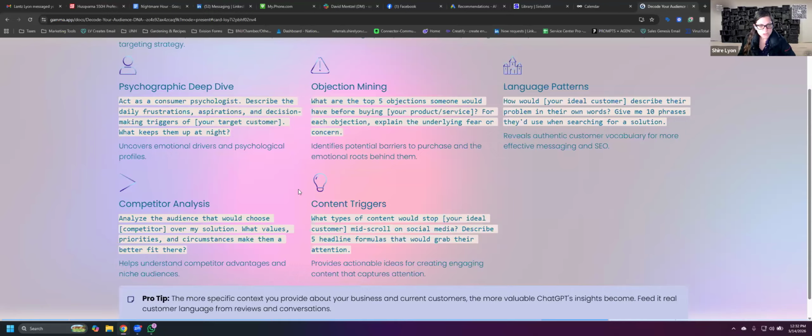On ChatGPT, if you look around at the different GPTs people have created, there are some pretty interesting marketing ones there that you can use to get a little further.